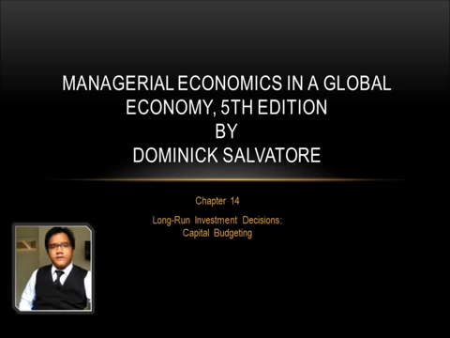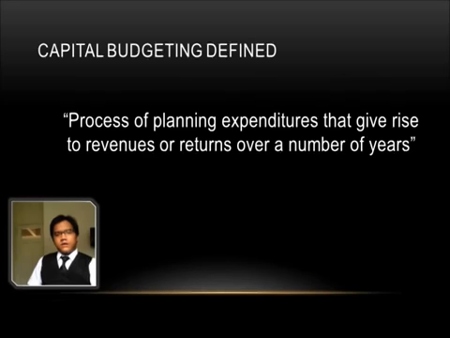The beginning of this chapter gives an overview of the capital budgeting process, and then it examines the various steps involved in capital budgeting and the key roles that the marketing, production, and financing departments play in the process. First, of course, we have to know what capital budgeting is. It is a process to plan expenditures that give rise to revenue or return over a number of years.